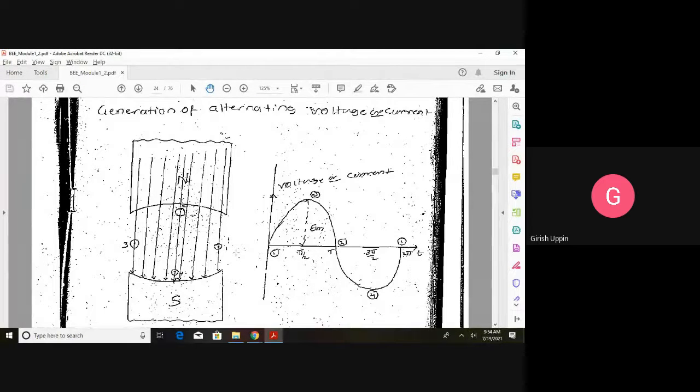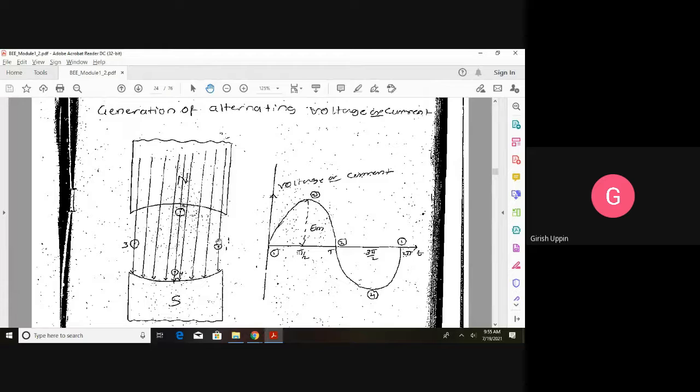Whenever the flux linked with a coil or a conductor changes, an EMF is induced in the conductor. So I have a magnetic field of B Weber per meter square. That is the magnetic field intensity. Then I have a conductor. This long conductor, we are going to rotate in this magnetic field with an angular speed of omega, and this conductor has a length of L and a cross-section area of A.